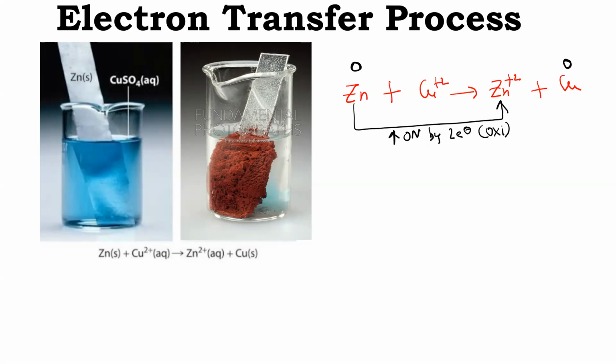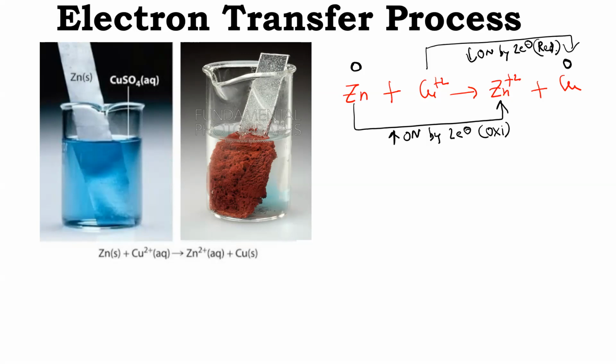Similarly, we see copper has got reduced because the charge has gone down. Earlier it was +2, now it is 0. So this is the decrease in the oxidation number by 2 electrons. This is the case of reduction, right? So now we can say here that zinc is getting oxidized and copper is getting reduced. Please note, this copper ion is getting reduced, and zinc is getting oxidized.